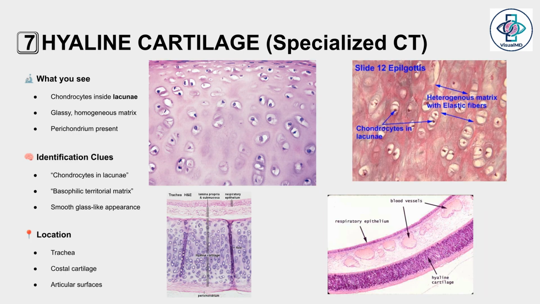Hyaline cartilage, a specialized connective tissue, has a glassy, homogeneous matrix with chondrocytes located inside lacunae. It is found in the trachea and articular surfaces.